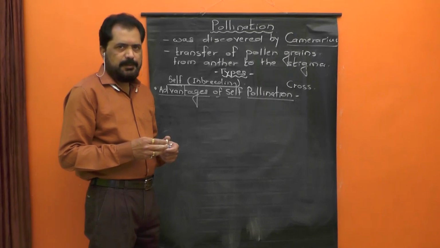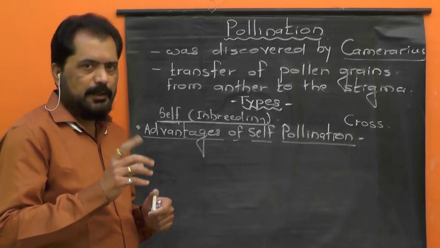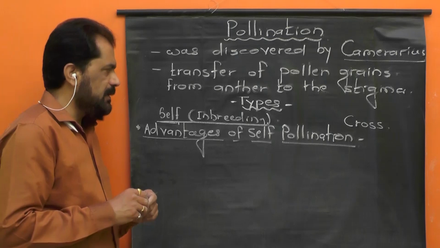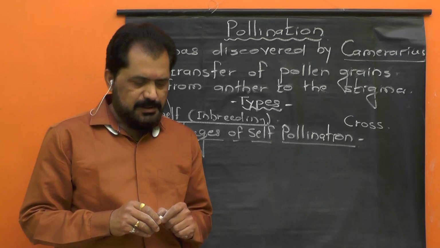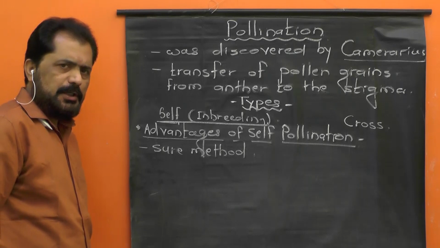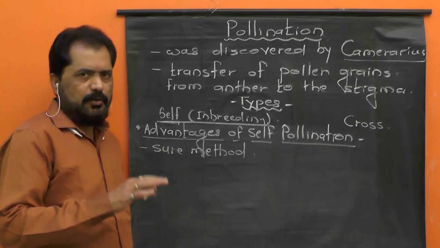It is not necessary to repeat what is self pollination. Just now we have studied in very detail. Self-pollination, we know it involves a single plant, either a single flower or maybe neighboring flowers, but a single plant. So now let us see what are the advantages of self-pollination. First of all, we can say that self-pollination is a sure method of pollination. It is a sure method of pollination, meaning there is a very least chance of failure of pollination, very rare or very least chance of failure of pollination.